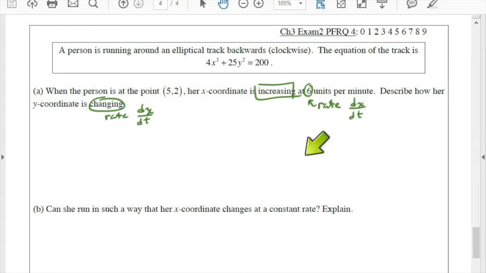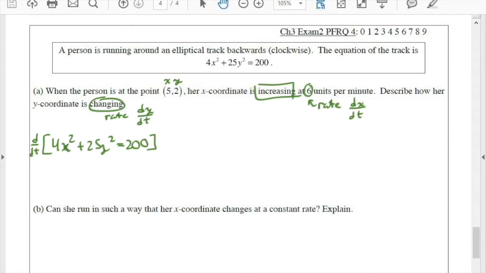So we're given dx dt. We have to find dy dt, and we're given an x and a y. Labeling all my numbers is really helpful. So is there an equation that I can get a dy dt out of? So we got 4x squared plus 25y squared equals 200. What would I have to take the derivative of this with respect to? T. So we got d over dt.